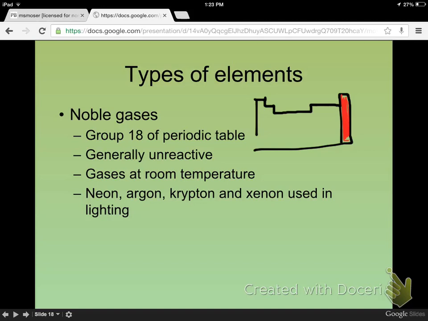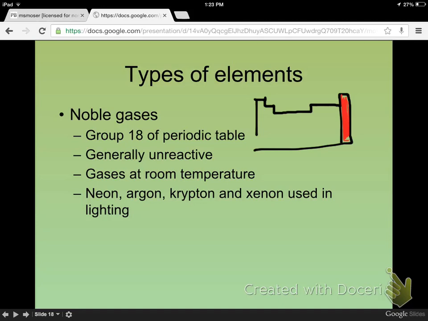They don't react. You're not going to find a compound of neon and something else. You're not going to find a compound of krypton with something else because they don't react. As one might guess from the name, noble gases are gases at room temperature. I know this is counterintuitive. And you have all probably seen some of them in action.